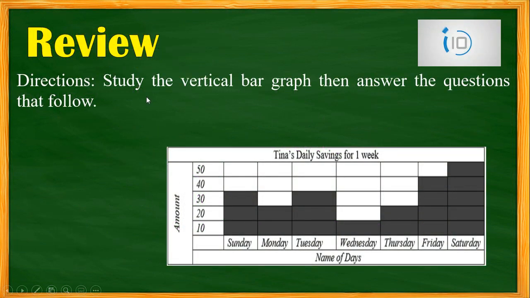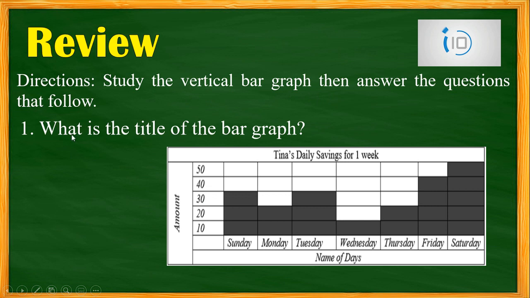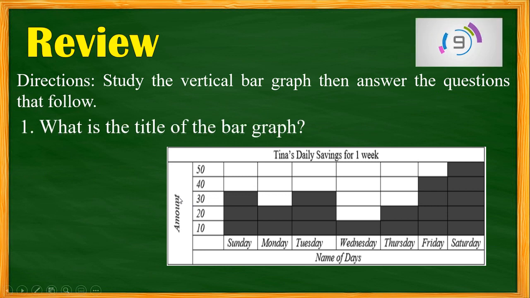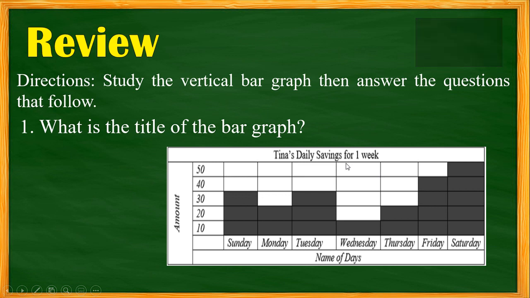Direction, you're going to study the vertical bar graph, then answer the following questions. So, this would be the graph and this would be the question. You have 10 seconds to answer. Your timer starts now. What is the title of the graph? You can type in your comment in the comment section below. The title of the graph is Tina's Daily Savings for 1 week. So, this would be the title.